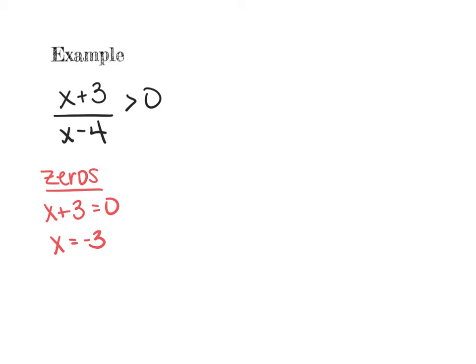Then I'm going to look at the undefined parts, or the asymptotes, the vertical asymptote. To get this vertical asymptote, set the bottom, the denominator, equal to 0. So x - 4, remember, does not equal 0. So x cannot equal positive 4.